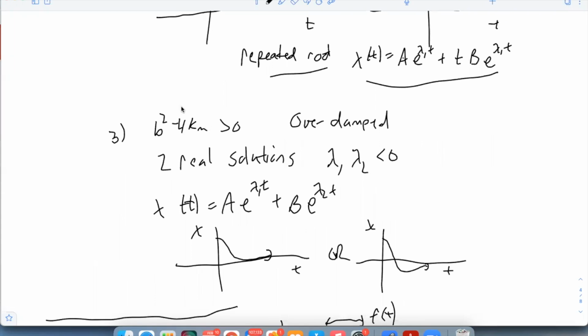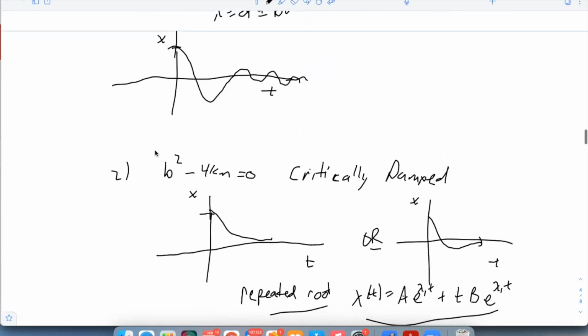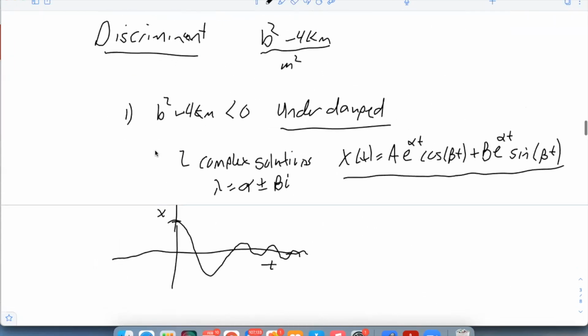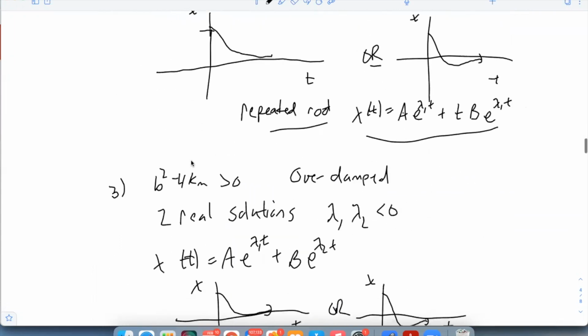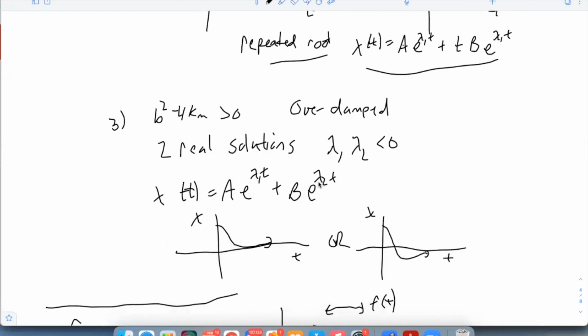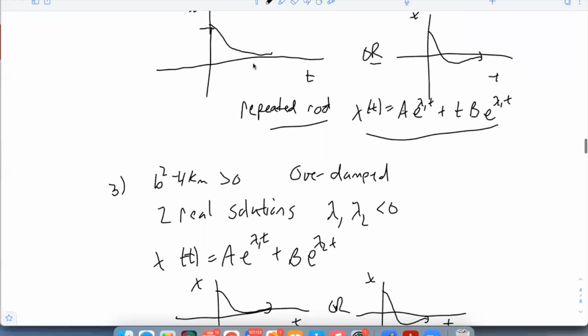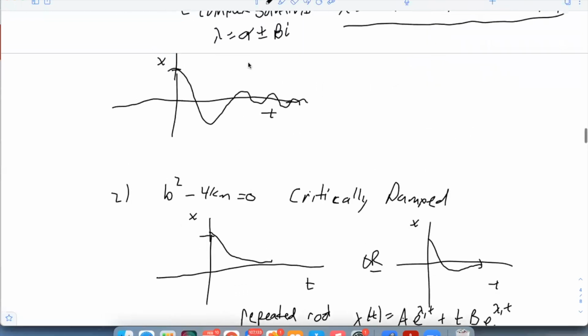Okay, so we did underdamped, critically damped. If my discriminant is positive, then I'm overdamped. I get two real solutions, both of which will be negative exponentials. And again, it's the exact same situation as critically damped. Critically damped is that boundary between overdamped and underdamped. In critically damped, if you reduce the friction just a tiny bit, you get oscillations.